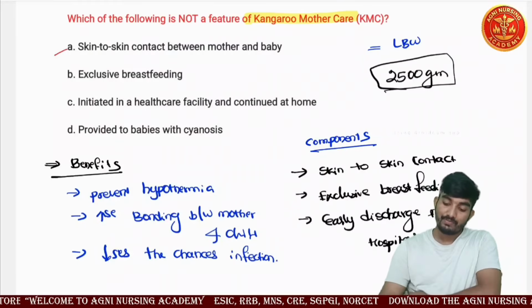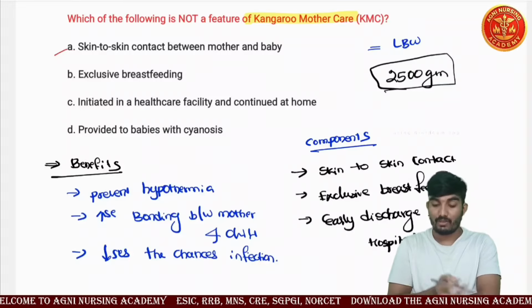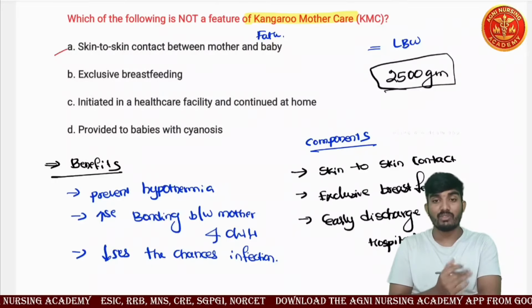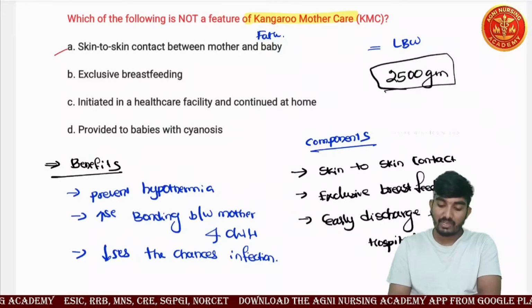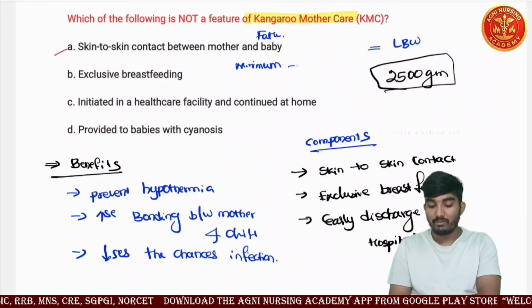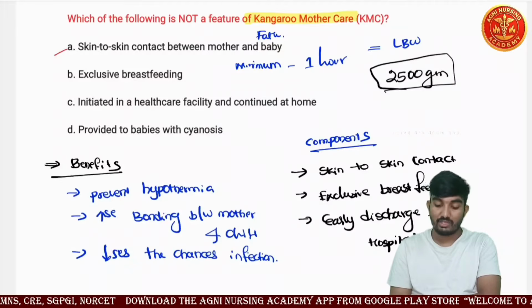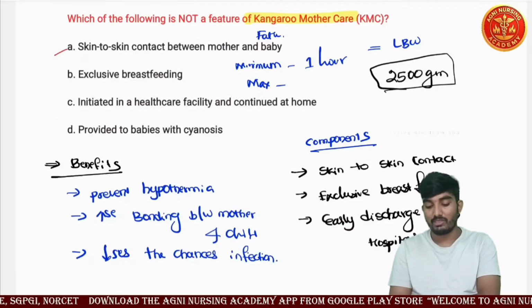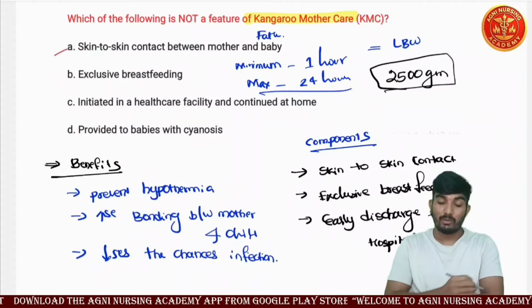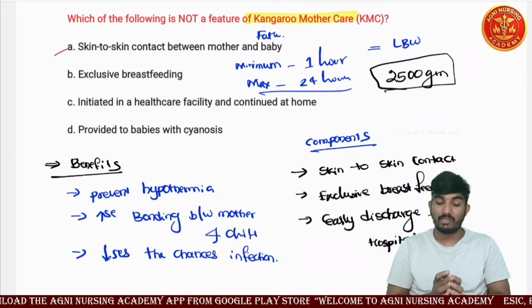Who can give KMC? Father, mother, or any family member can give KMC. The minimum we have to give is 1 hour of skin to skin contact, and the maximum is 24 hours. Now we will see the answers one by one, to find which is not a feature of KMC.